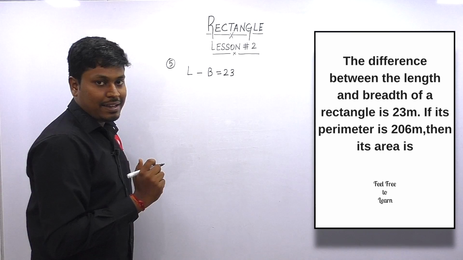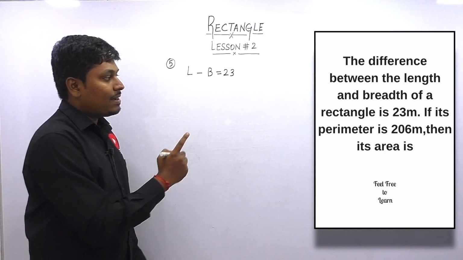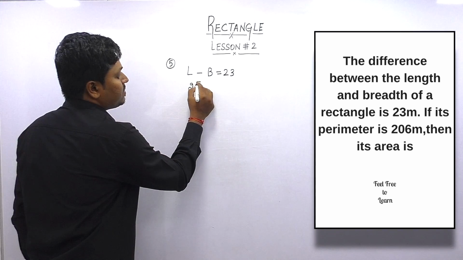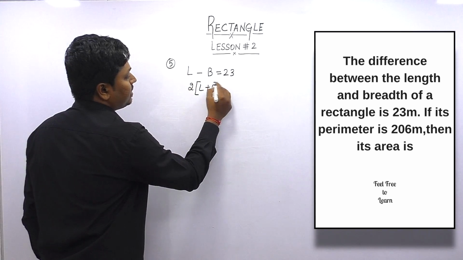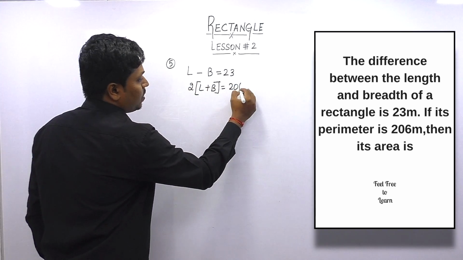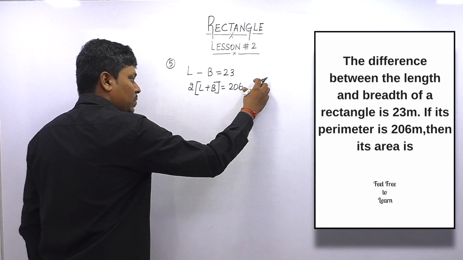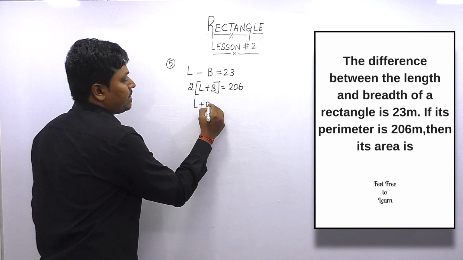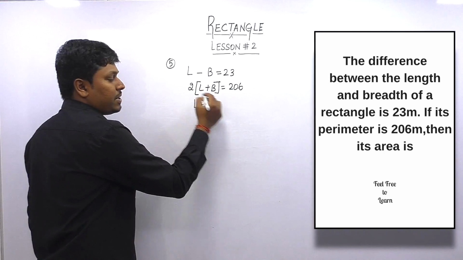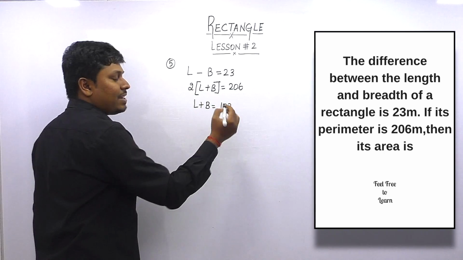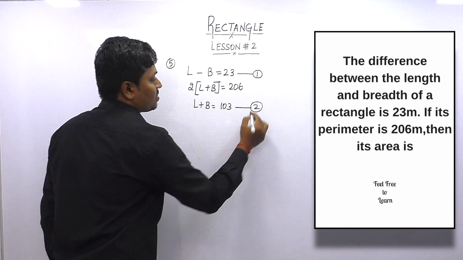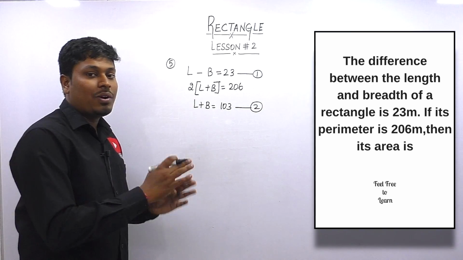And the second data they have given, the perimeter of the rectangle is 206 meter. What is the formula for perimeter? 2 times of length plus breadth will be the perimeter, that is 206 meter. So we can say 2 times of L plus B is equal to 206. So L plus B is equal to 206 divided by 2. It will be 103. So keep this as equation number 1 and equation number 2. Solve both the equations, you will find what is length and breadth.